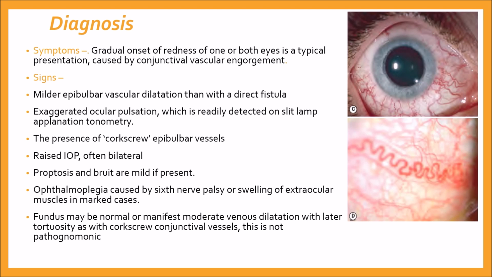Signs include milder epibulbar vascular dilatation than the direct fistula. As you can see in the picture, there is this mild epibulbar vascular dilatation, and if we zoom in a little bit, you will see the corkscrew arrangement of the vessels as well. Exaggerated ocular pulsations are readily detected on slit lamp applanation tonometry. The appearance is like that of corkscrew vessels here.